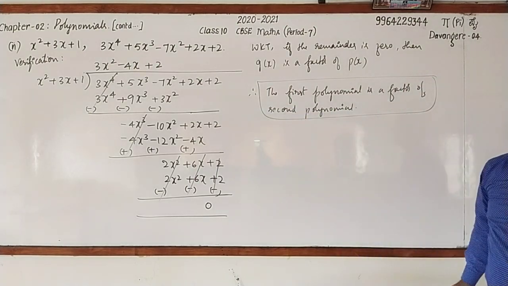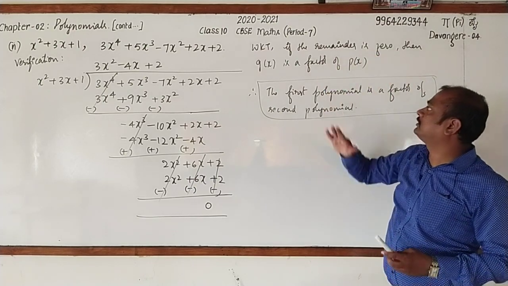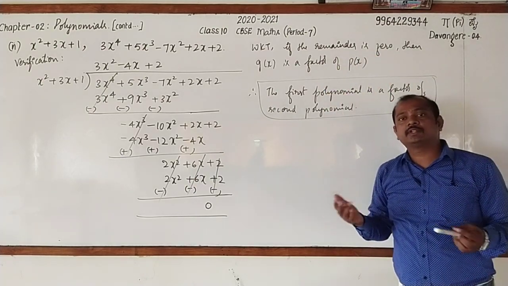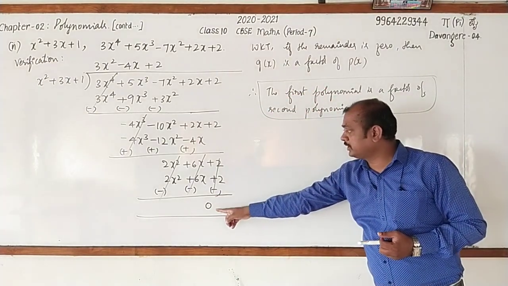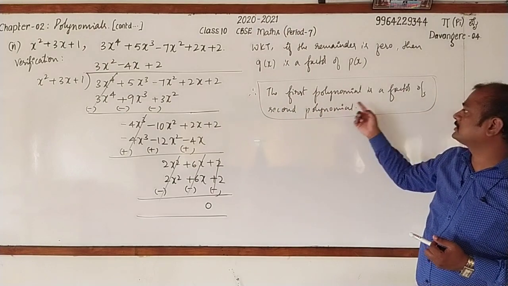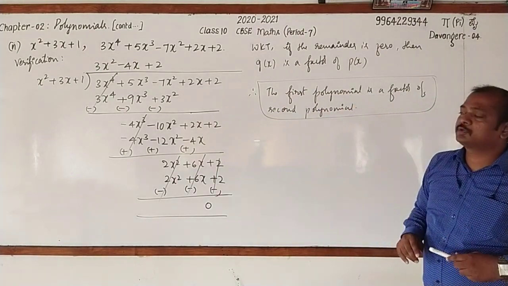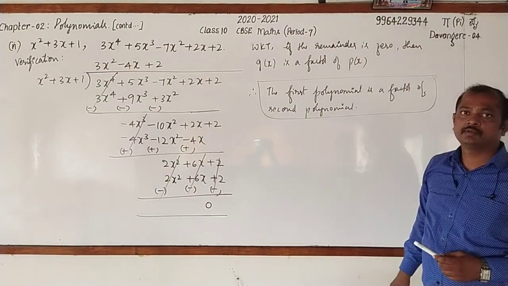Hope that you have understood. Even instead of writing this, we know that if the remainder is 0, then g of x is a factor of p of x. You can write by factor theorem. If remainder is 0, by factor theorem, remainder is 0, therefore the first polynomial is a factor of second polynomial. Got it? Yes, one more sub question is there. I'll go for that. Please copy from there to here.